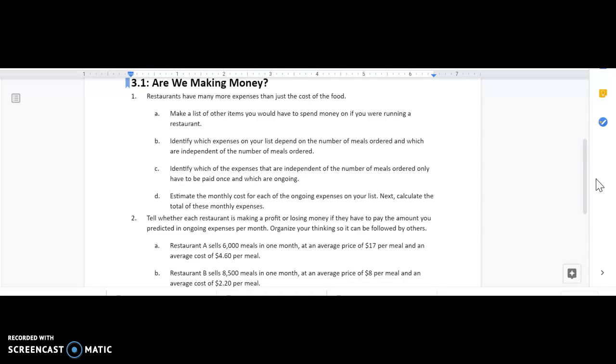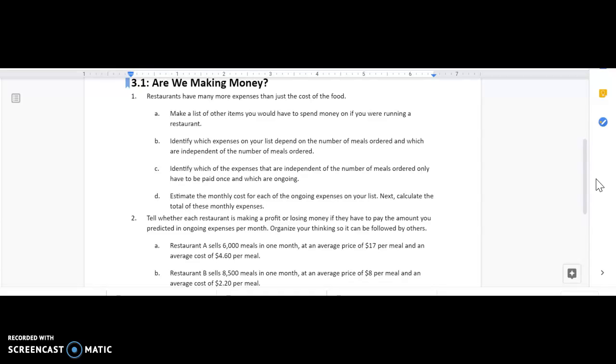I want you to make a list of other items you would have to spend money on if you were running a restaurant. I want you to think long about what this would be. There are plenty of other things that you need at a restaurant, right? When you've been to a restaurant, first decide, is this a fast food restaurant or a sit-down restaurant? They have different things that need to go on there.